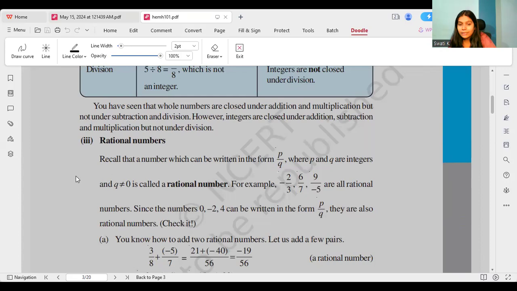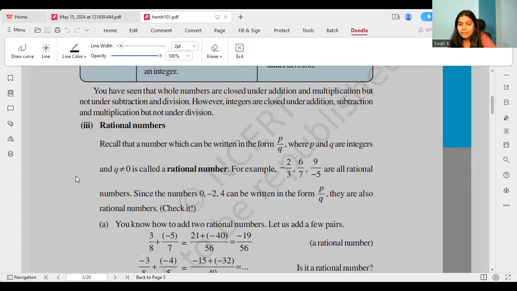Now let us talk about rational numbers. Now they have given the definition of a rational number, which I have already said, that a number which can be written in the form of p by q.